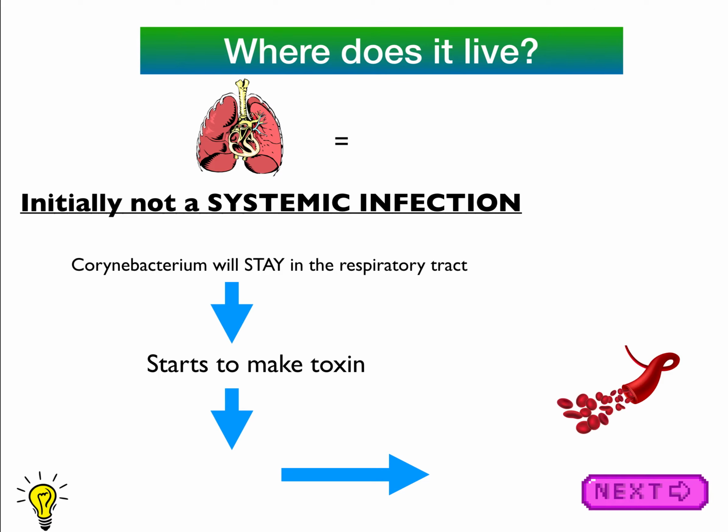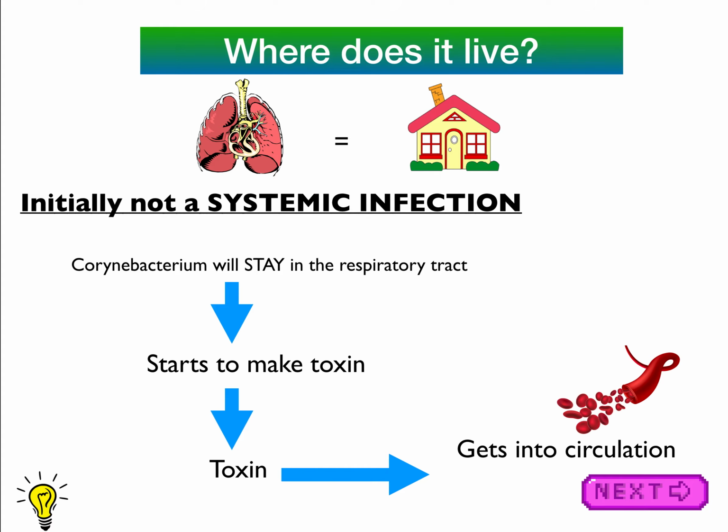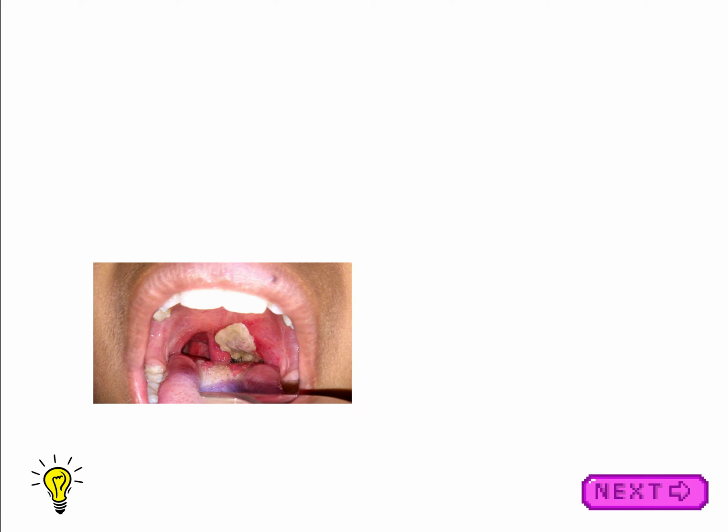So yeah, it will stay in the respiratory tract, but then how does it cause pathogenesis? Well, it will start to make the toxin. The toxin will then enter the circulation, and that's how the toxin is what primarily causes the clinical features that are associated with Corynebacterium diphtheria. So think of the respiratory tract as Corynebacterium diphtheria's house, its home, and from there it does more things.